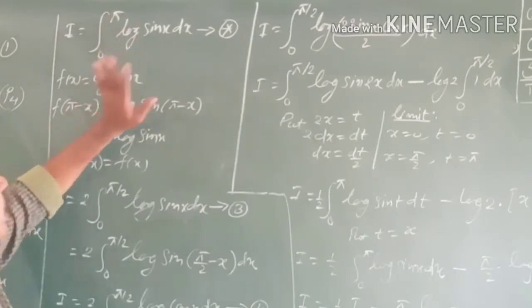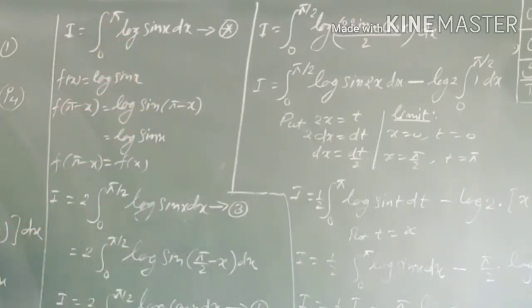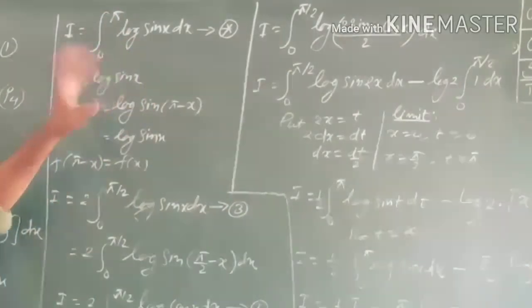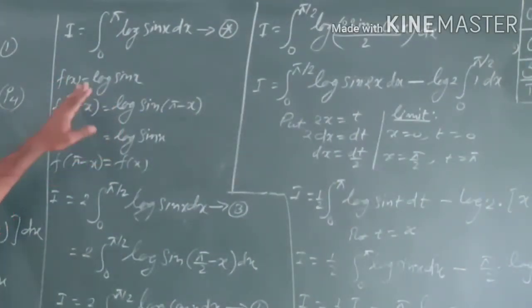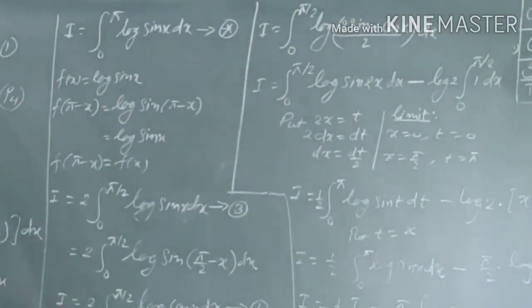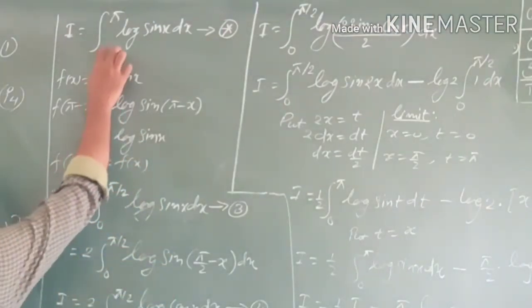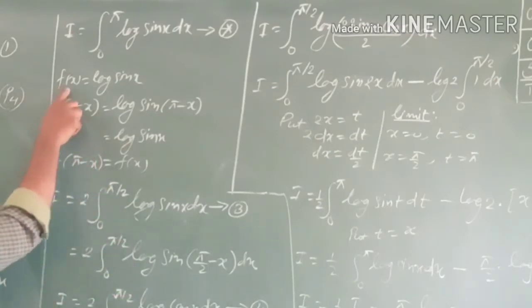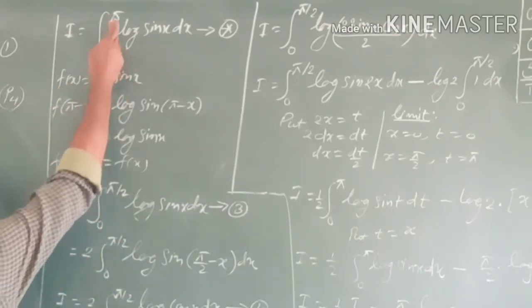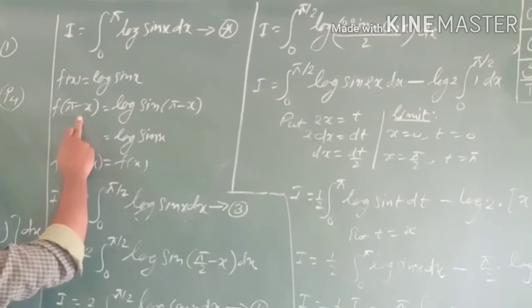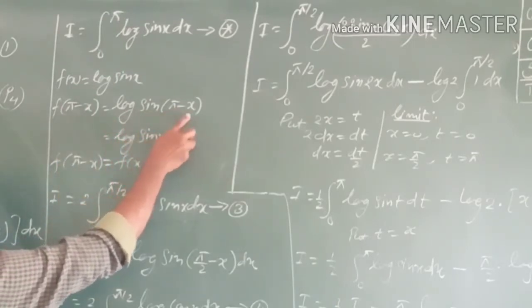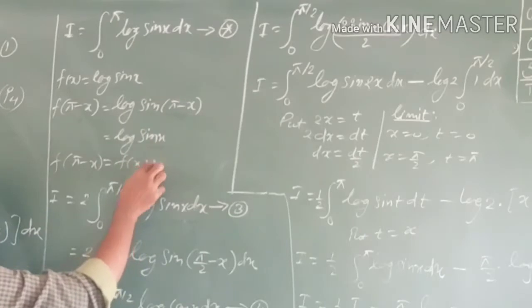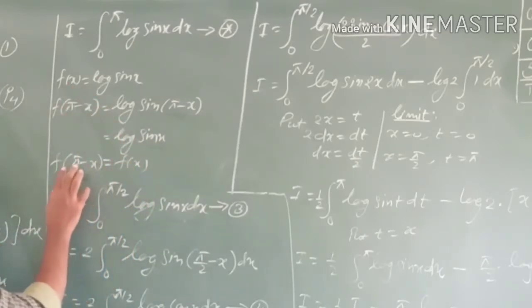This is 0 to pi. If you observe example number 36, there the limit is 0 to pi by 2 of log sin x dx. So first break this limit 0 to pi in half, which means pi by 2. Here the function f(x) is log sin x, and if we put pi minus x, log sin(pi minus x), and sin(180 minus theta) is sin x, which is the same as f(x). So f(pi minus x) is f(x), so the limit will break.